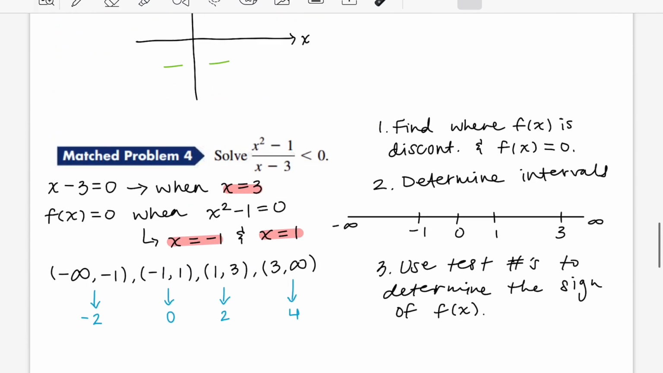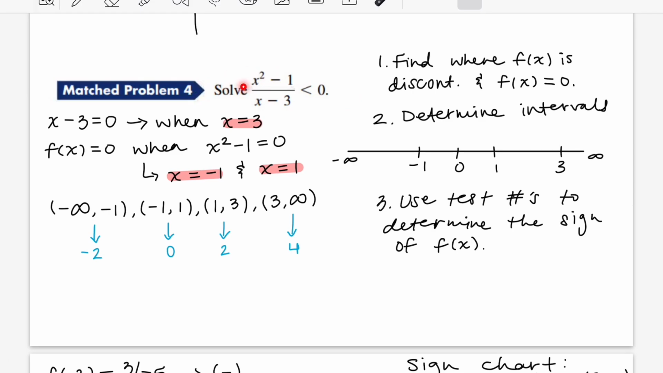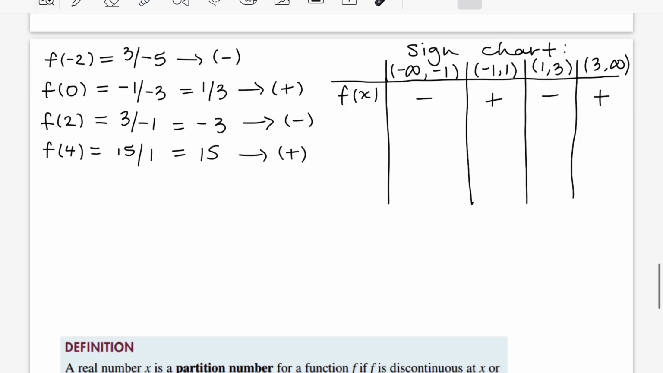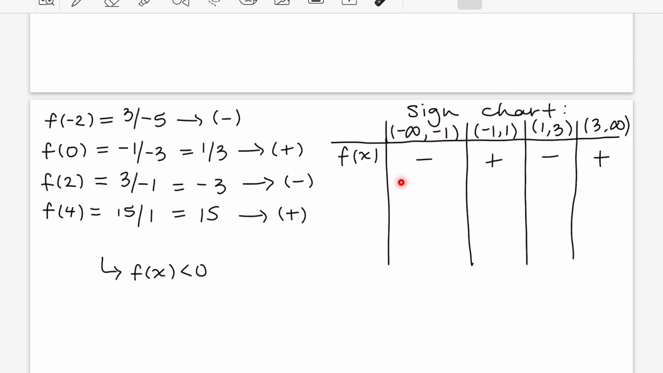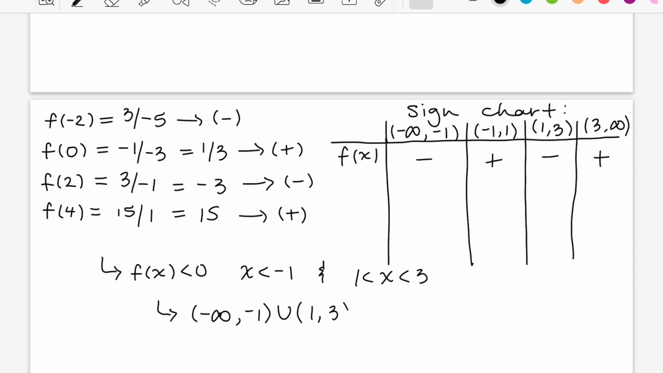Now, if you remember, what we wanted to do is solve this inequality. So we wanted to figure out when our function would be less than 0, so when our function would be negative. So to answer this question, f of x will be less than 0 in this region here and this region here. So when x is less than -1 and when x is in between 1 and 3. And then in interval notation, this can be written as -infinity to -1 union 1 to 3.